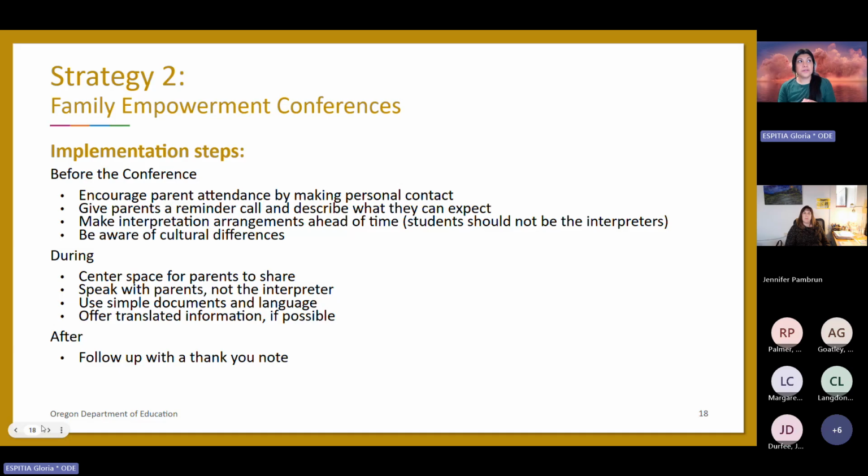And then after a conference, really try to reinforce the partnerships between teachers and parents by sending a thank you note or making a follow-up call that expresses appreciation for their time and highlights any positive progress that has taken place since. This really helps maintain ongoing communication to strengthen collaboration and support for their children's learning.